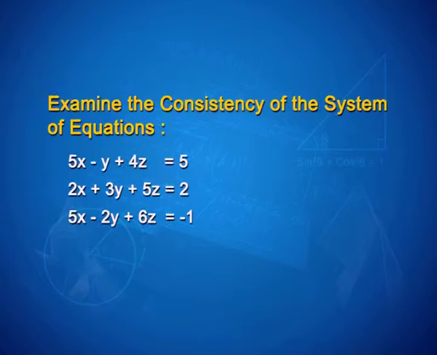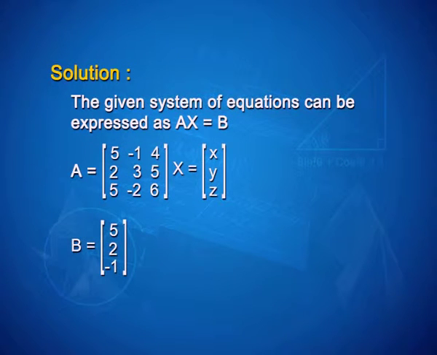Now, let us solve a problem involving consistency of the system of equations. Examine the consistency of the system of equations 5x minus y plus 4z is equal to 5, 2x plus 3y plus 5z is equal to 2, 5x minus 2y plus 6z is equal to minus 1. For the solution, look onto the monitor.